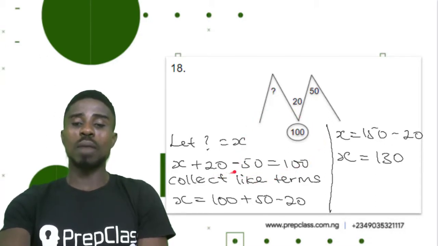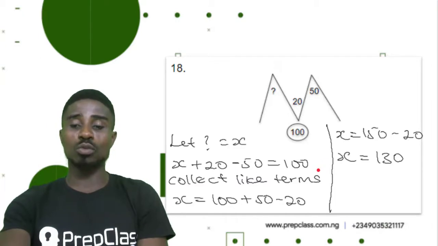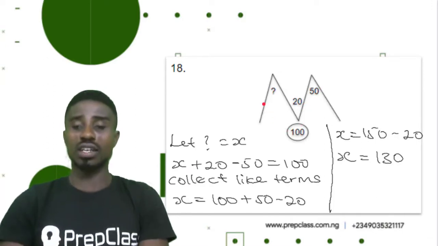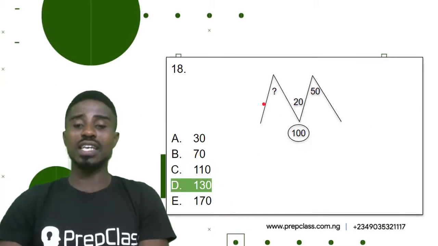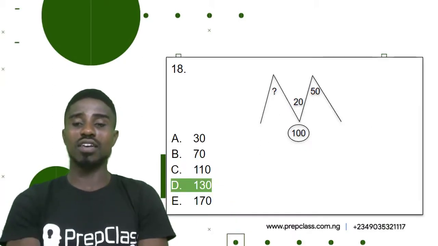So if minus 50 crosses the equality sign, it becomes plus 50. And if plus 20 crosses the equality sign, it becomes minus 20. So x will be equal to 100 plus 50 minus 20. 100 plus 50 is 150. 150 minus 20 is 130. So it simply means 130 plus 20 is 150. 150 minus 50 will give us 100. So 130 is our correct answer. So for question 18, 130 is our correct answer.